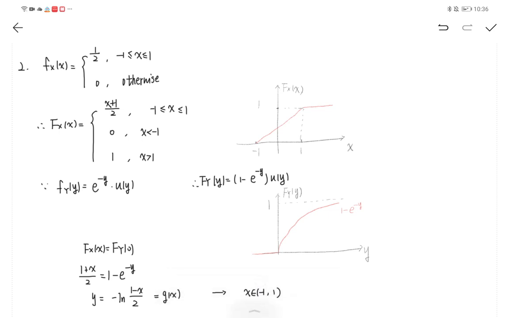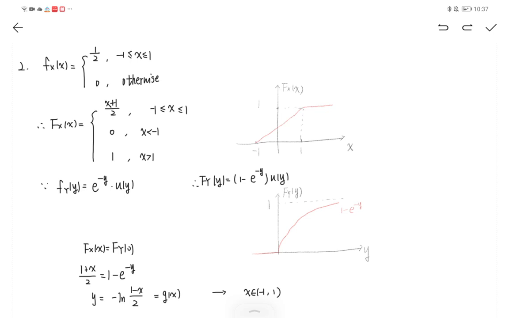density function of x. It's like this. When x belongs to -1 to 1, the density function of x equals 1 over 2. And the density function equals 0 otherwise. And now, from the density function, we can get the distribution function of x.